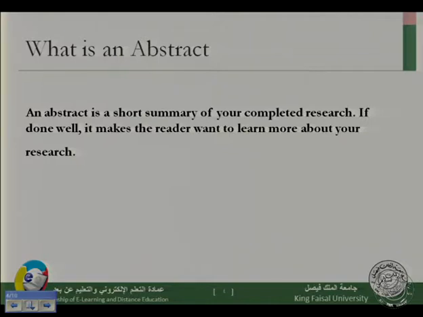So the abstract is a short summary, and here is the keyword, summary. It's like a summary, but it's a very short summary, and it's not needed to be longer than 1 page. So it should be around 200, 250, 300, 350 words, sometimes 500 words, depending on the requirements of your research. So it's a short summary of your completed research. And here is the other keyword. So number one, it's a summary. It's not too long. Number two, it's written after we complete the research.